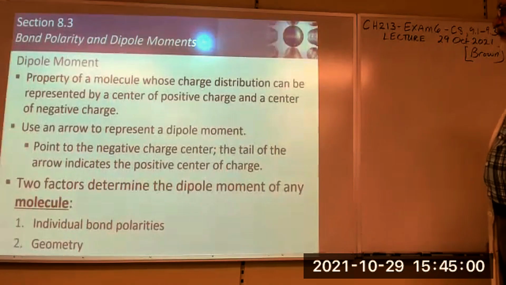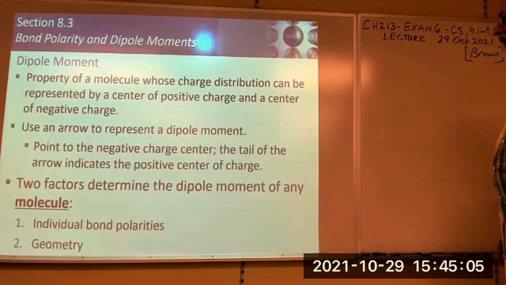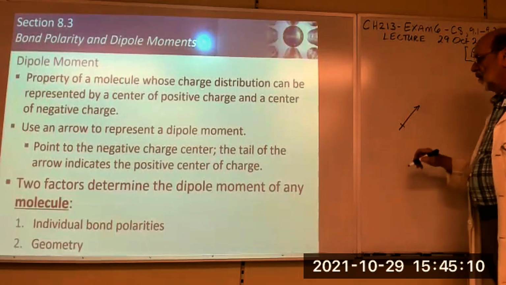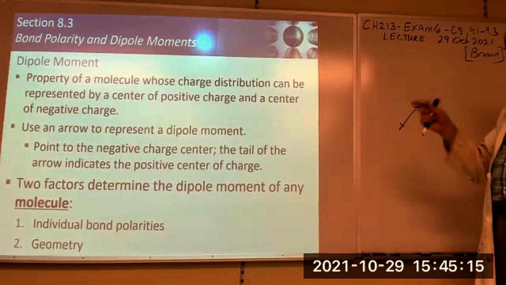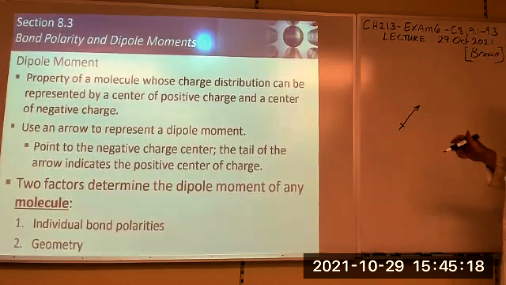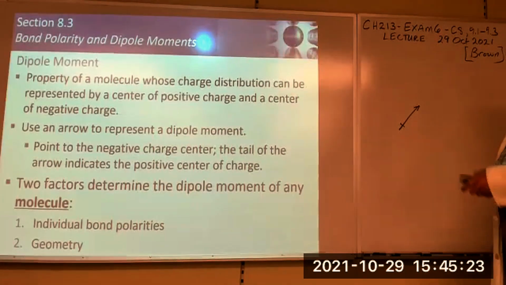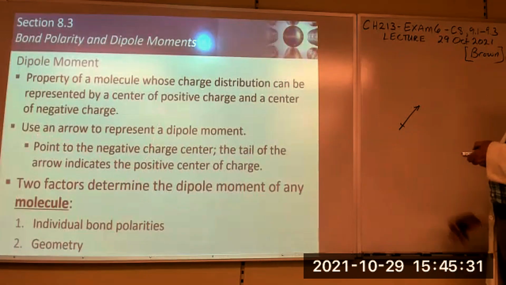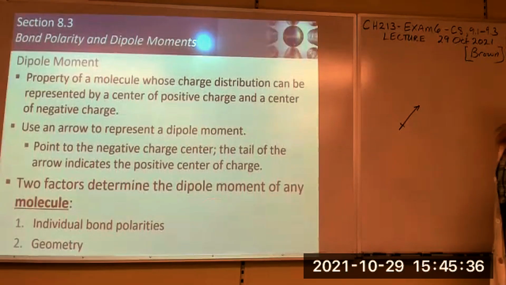Okay. Did I go too far? Yeah, there we go. So that arrow that I drew for the polarity of the bond indicates a dipole moment. And moment here is in physics terms. Moment means a direction and a force together. Let's see. Yeah, that in words describes this arrow.